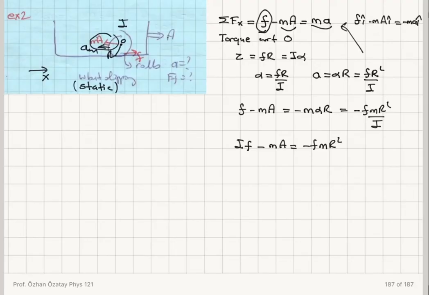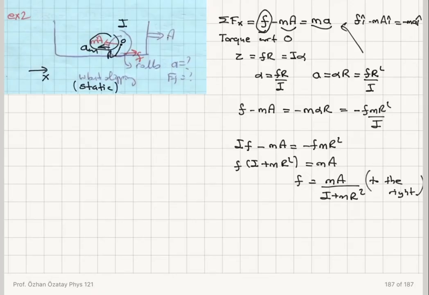I times F minus ma is equal to minus f mr squared. So in F parentheses I have I plus mr squared is equal to ma, and the force of friction is ma divided by I plus mr squared. And this is positive, so it is to the right. So I have found a positive answer, therefore it should be to the right. Okay, and I want to know the acceleration.